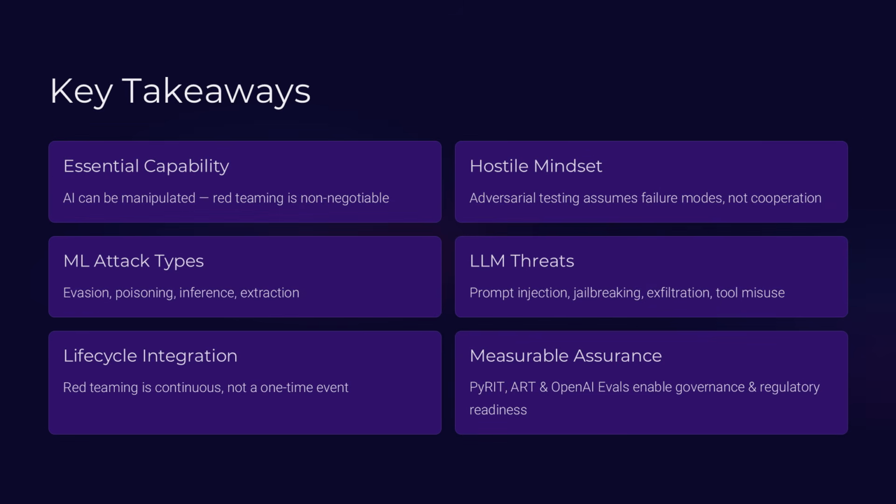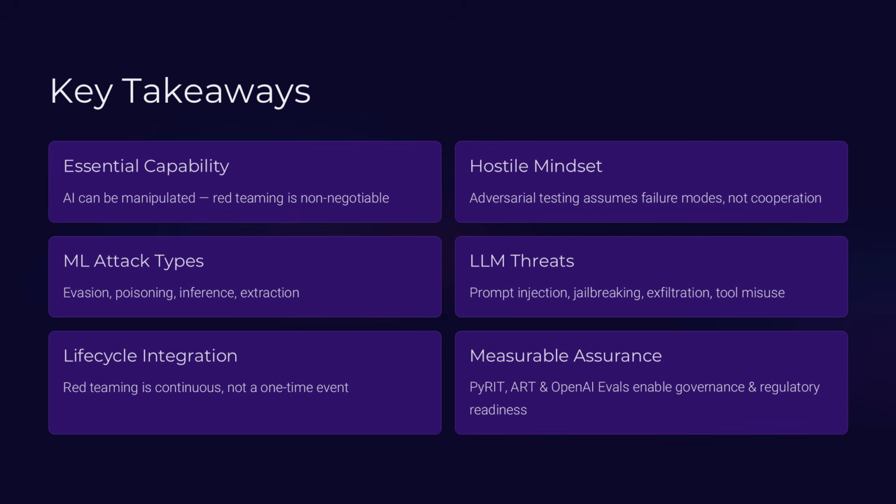Now that you have explored adversarial machine learning, large language model red teaming, robustness testing, and supporting tools, let us summarize the most important insights from this session. Artificial intelligence red teaming is essential because intelligent systems can be manipulated through context and adversarial input. Adversarial testing differs from traditional testing because it assumes hostile behavior and focuses on failure modes.